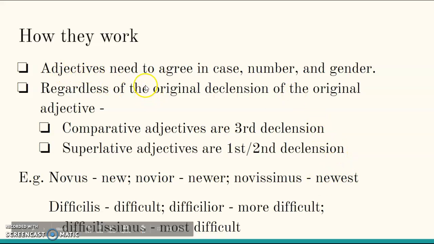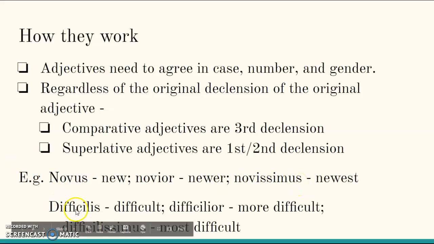Now, as we know, adjectives need to agree in case, number, and gender with the thing they're describing. Now, as we see, comparative adjectives take on their own endings, and they'll follow the third declension, regardless of the declension that the adjective followed in the first place. Superlative adjectives will always follow first and second declension endings. So, for example, novus means new, novior means newer, novissimus means newest. And when it's positive, it follows the first and second declension. When it becomes comparative, it follows the third declension. And when it's superlative, it has a first or second declension ending again.